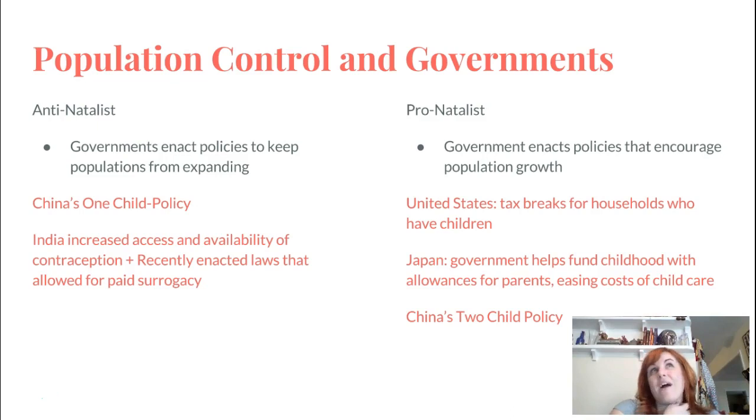China is now having a population problem, and there are a lot more men in China than there are women, and we'll talk about why that is. They've started enacting a two-child policy recently.